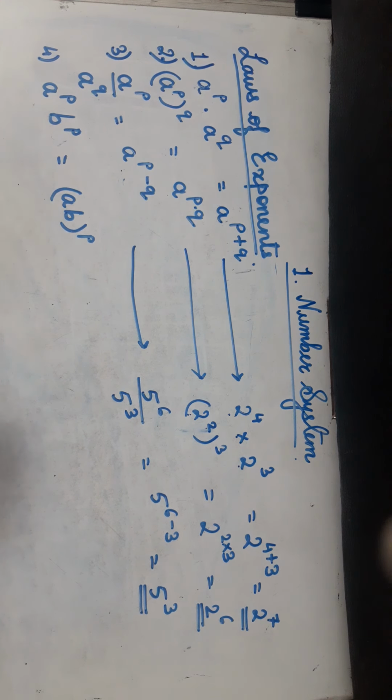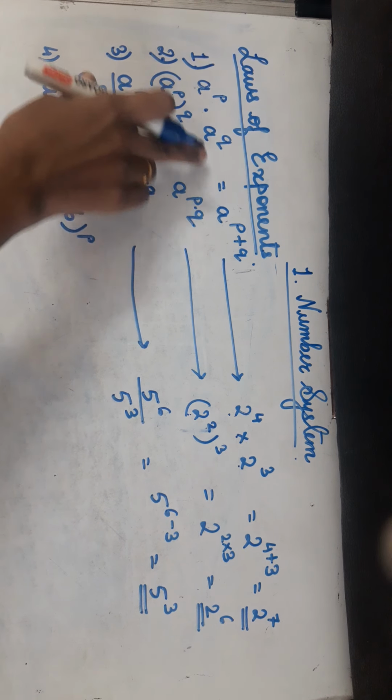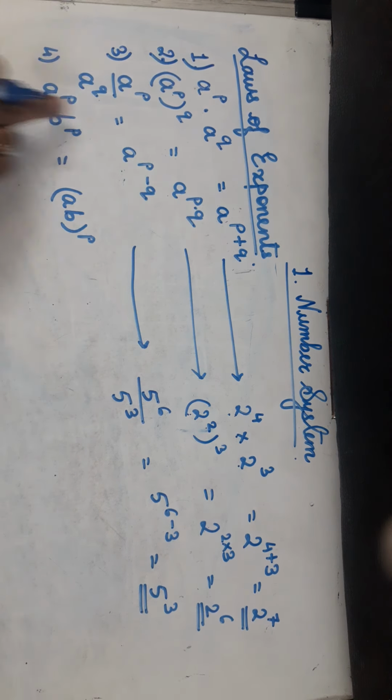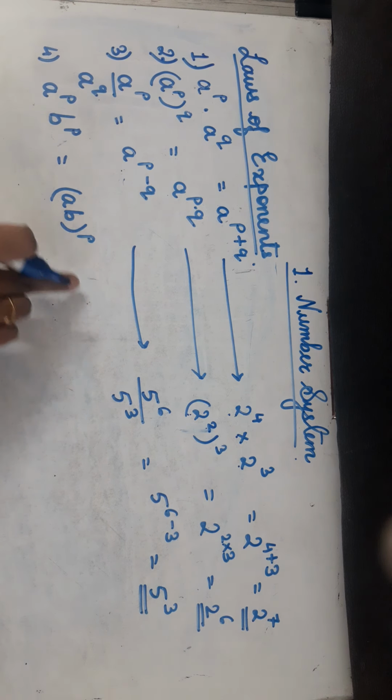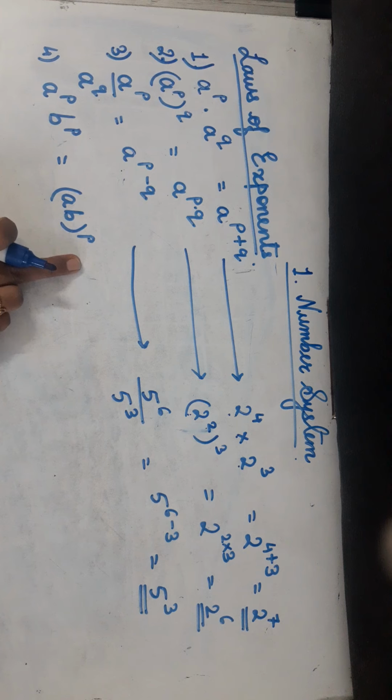Okay, then the last one is a raised to p into b raised to p. Now if you will notice here, both the bases are different but their powers are same. So don't get confused here. See here, the bases are in multiplication. Here we are adding the powers, but bases were same. But here bases are not same, their powers are same. In this case, it is equal to a into b whole raised to p. So we will multiply the bases and then give together power to both, power to their multiplication.